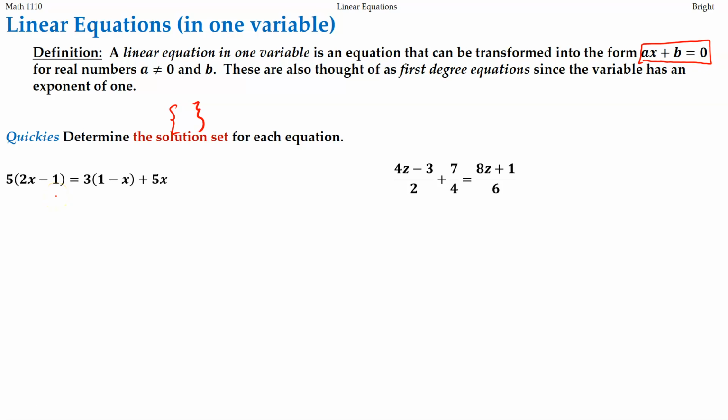Determine the first one. So we have to remember PEMDAS, right? Parentheses, can't simplify inside parentheses anymore. Exponents, none appear. And then we go on to multiplication and division. And so the multiplication that we're going to do is really distribution. So distribute the 5 to both of those. I get 10x minus 5 on the left-hand side. The right-hand side, I get 3 minus 3x plus 5x.